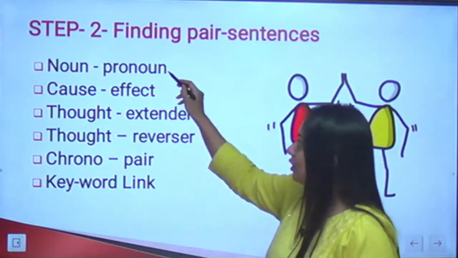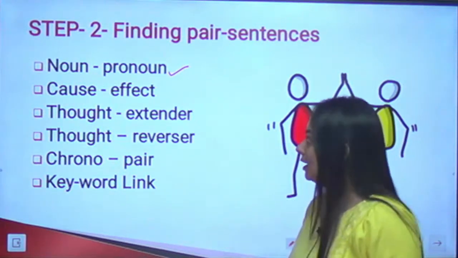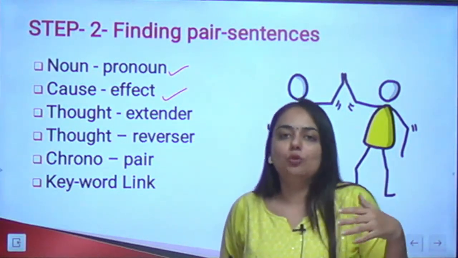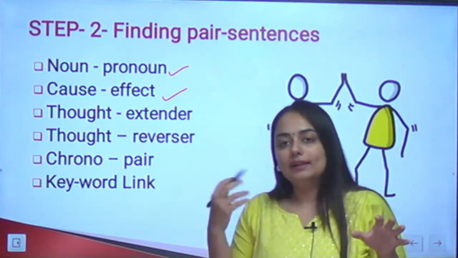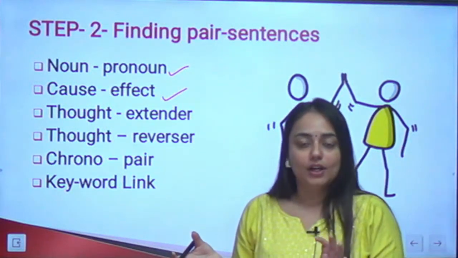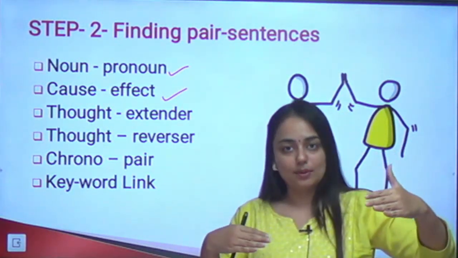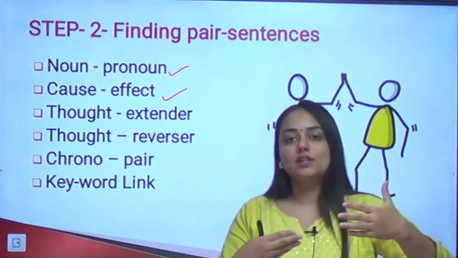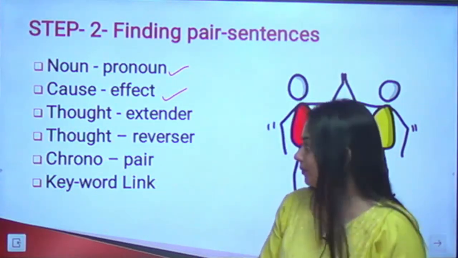So first is the noun pronoun pair. Second is the cause and effect pair. Probably one sentence is telling you about some cause, and the other sentence will talk about the repercussions or the effects it will have. So if they are talking about the same subject, one is giving you the cause, the second is giving you the effect, always remember they'll form a pair again.